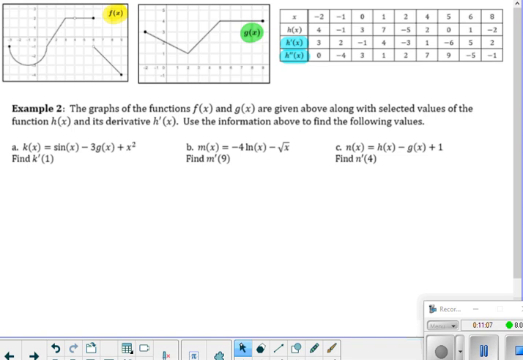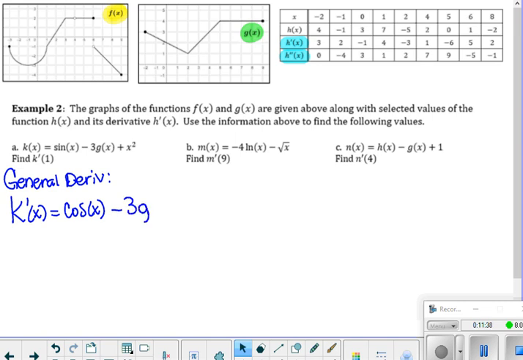Example A: k of x equals sine x minus 3g of x plus x squared, and we want to find k prime of 1. I think our first game should be to find the general derivative, meaning finding it at x. So I'm going to do k prime of x. The derivative will be cosine of x minus 3g prime of x. Power rule next, 2x. We want to evaluate this at 1.